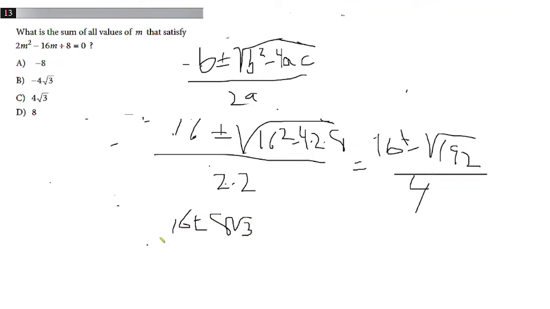Again, you could figure out that it's 8 without over 4. Now you have to divide the 4 by both of those if you're doing it properly. And you have 4 plus or minus 2 root 3. It's also a trap, somehow making a mistake. And you add those together, you get 8.